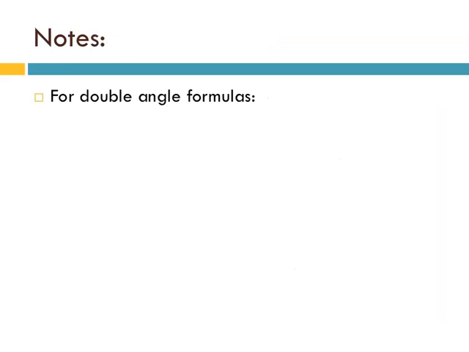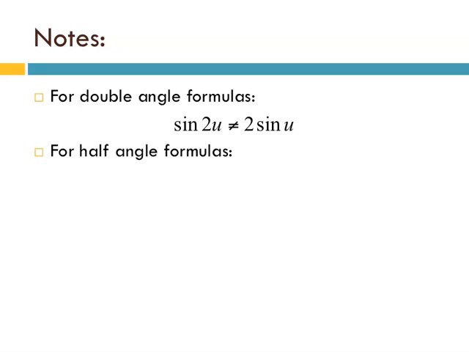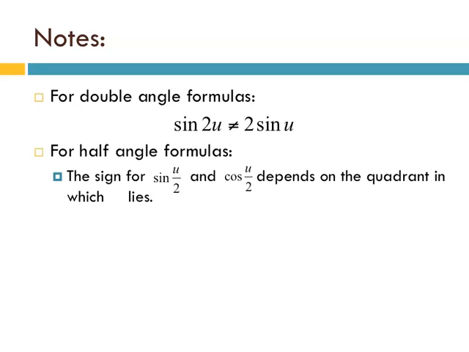So a couple of notes. For double angle formulas, make sure that you know that these two are different. So sine of 2 times u is not the same as 2 times sine of u, right? One is doubling the angle, the other is doubling the sine ratio of that angle. And then the second note was what I just talked about in terms of the half angle formulas with the plus or minus the square root. The sign is going to depend on the quadrant where u over 2 is in.